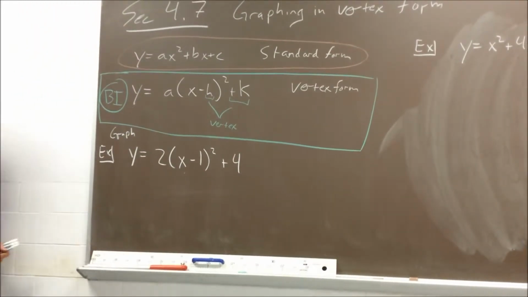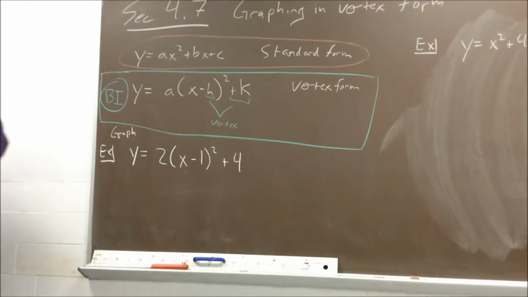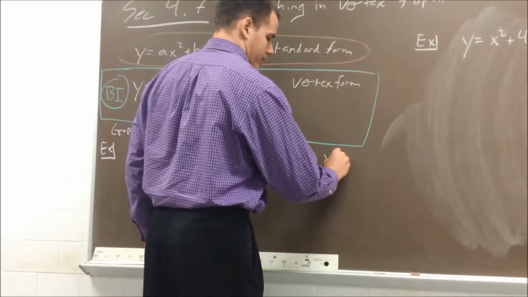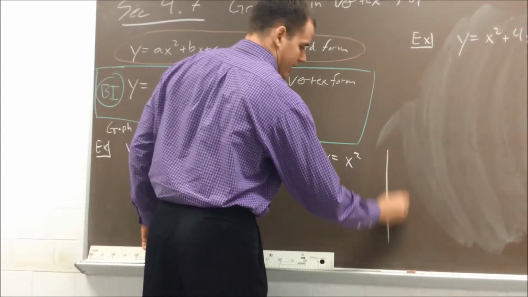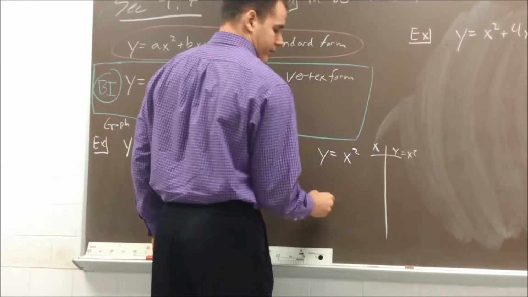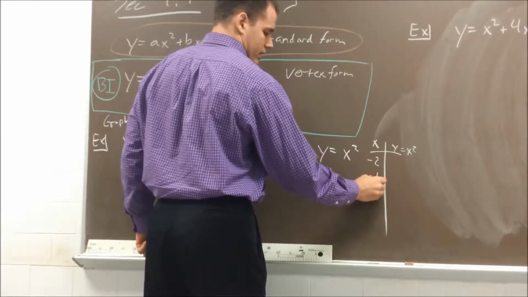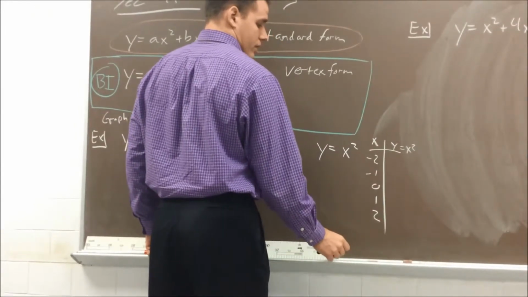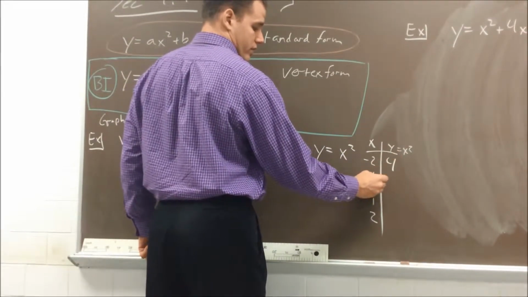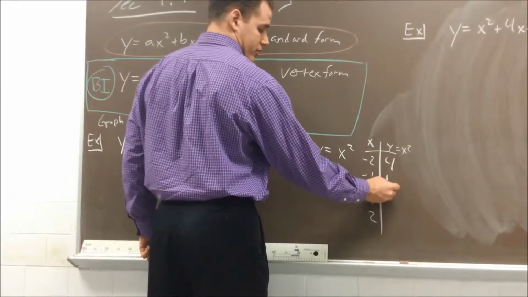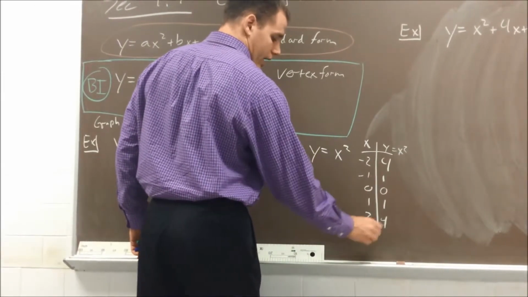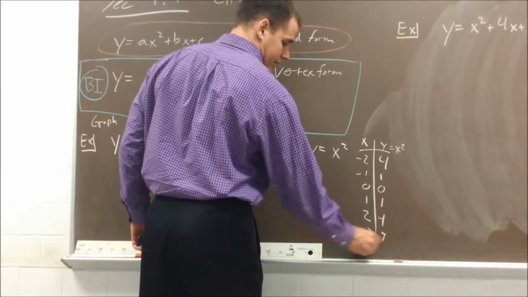So to graph this one, first we're going to have to know what the parent function is. The parent function is just y is equal to x squared. If we make a standard input-output table for that: -2, -1, 0, 1, and 2. Well, -2 squared is 4. -1 squared is 1. 0 squared is 0. 1 squared is 1. Then we get 4. If we did 3, that would be 9.